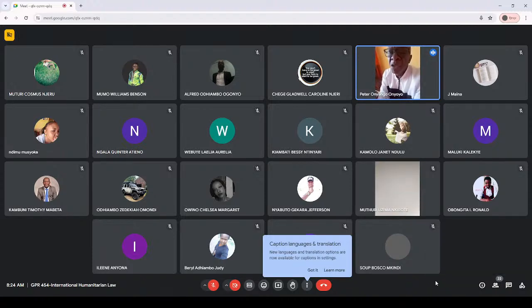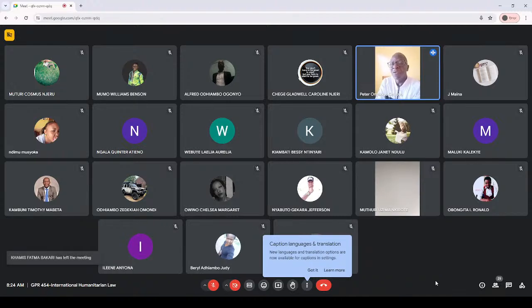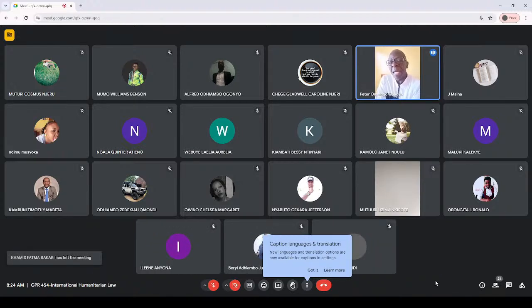Or maybe destroying religious sites like churches, synagogues, or mosques, or any spiritual areas of worship. So these ones also have been prohibited by other conventions. And there are many other conventions, by the way, like the Hague Conventions.